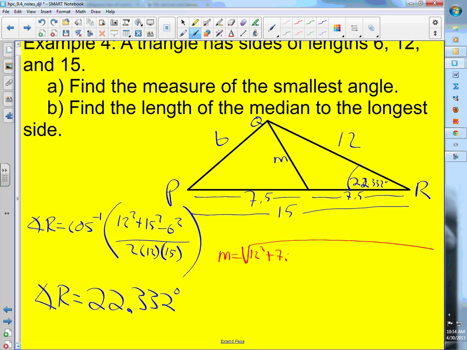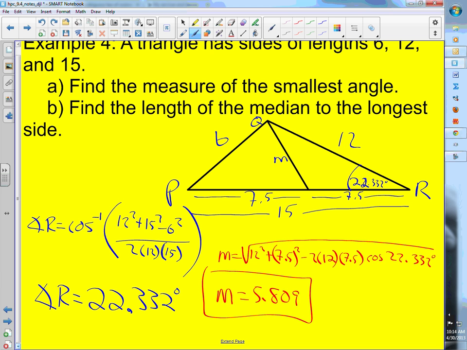Squared plus 7.5 squared minus 2 times 7.5 times cosine 22. So that's all you need to show me in order to verify what M is going to equal. If you have a calculator, what does it equal? How about a decimal, just for fun? 5.80. So that's M. That's R.